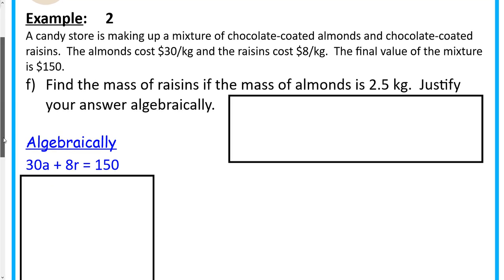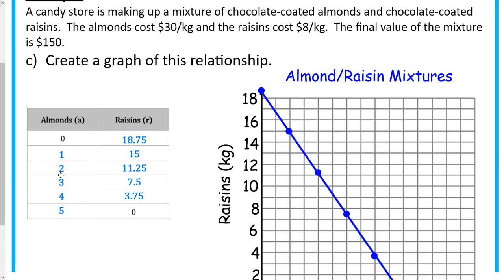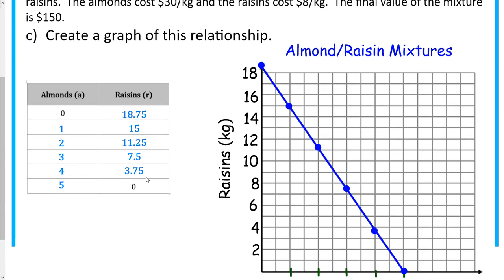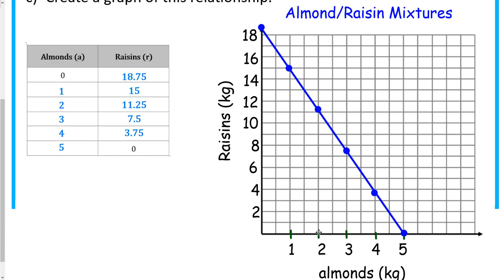Find the mass of raisins if the mass of almonds is 2.5 kilograms. So there are a couple of different ways of doing this. You could look at the chart or your graph, and I'm just going to double check what our number was here. 2.5 kilograms of almonds. That would be right in between here, the number between 7.5 and 11.25. You could look at your graph and go along to almonds at 2.5, which would be here, and go right up to your graph. It looks like it's going to be a little bit over 9, right? So you could estimate it using your graph and your chart.